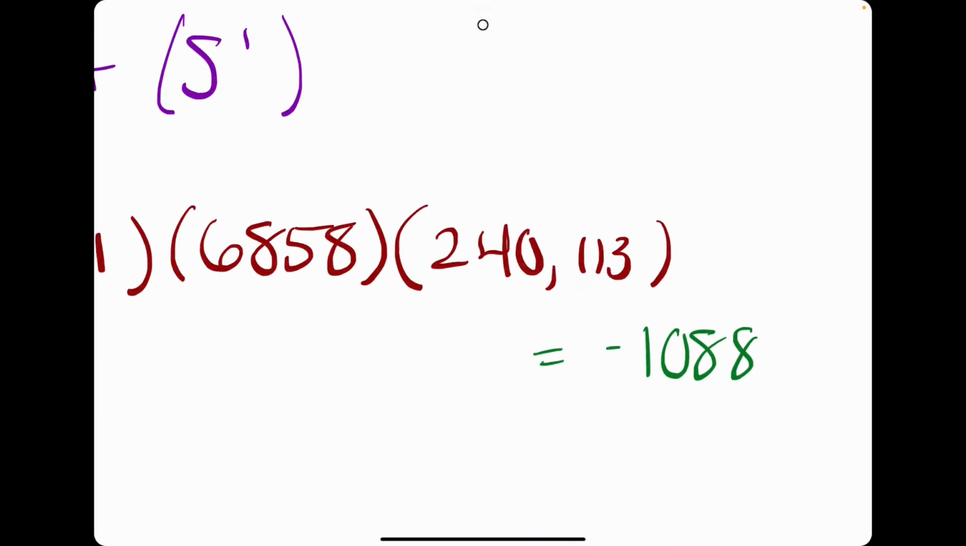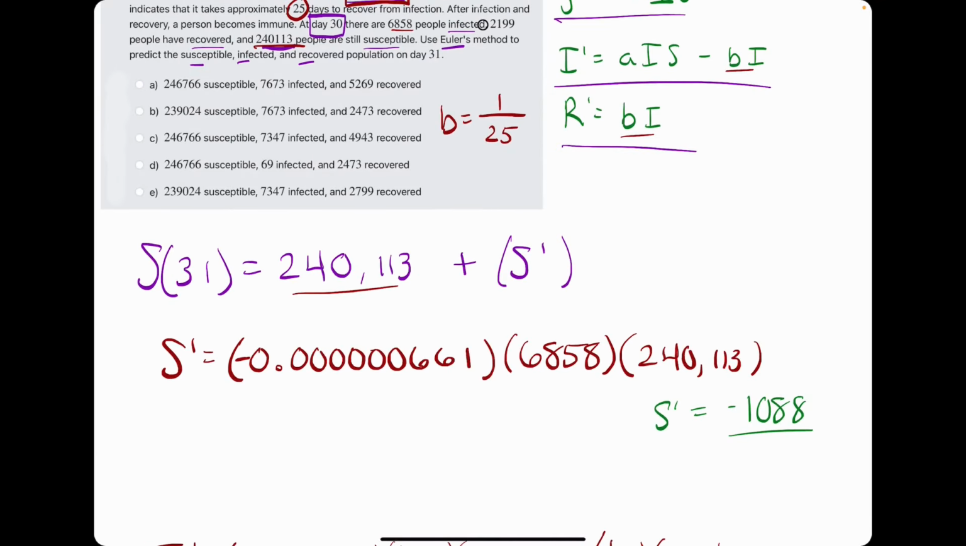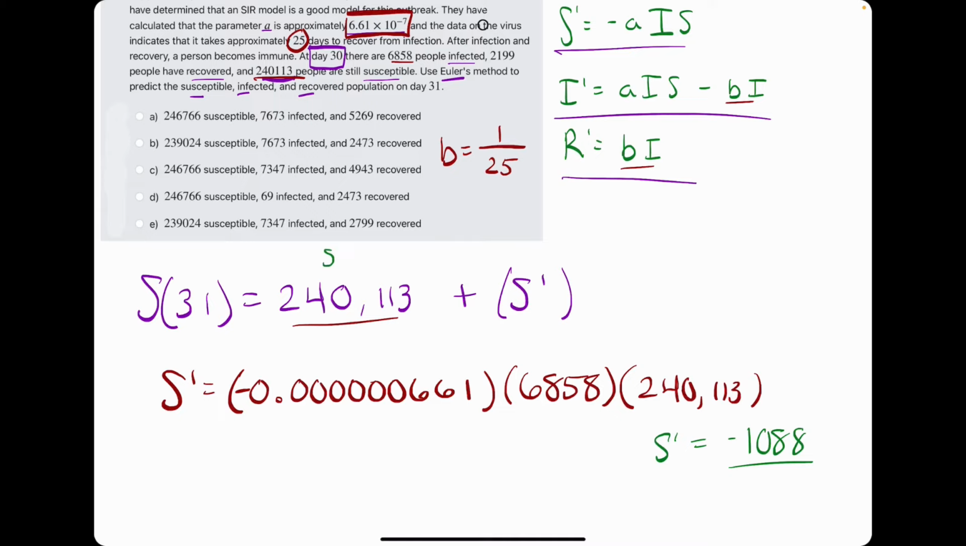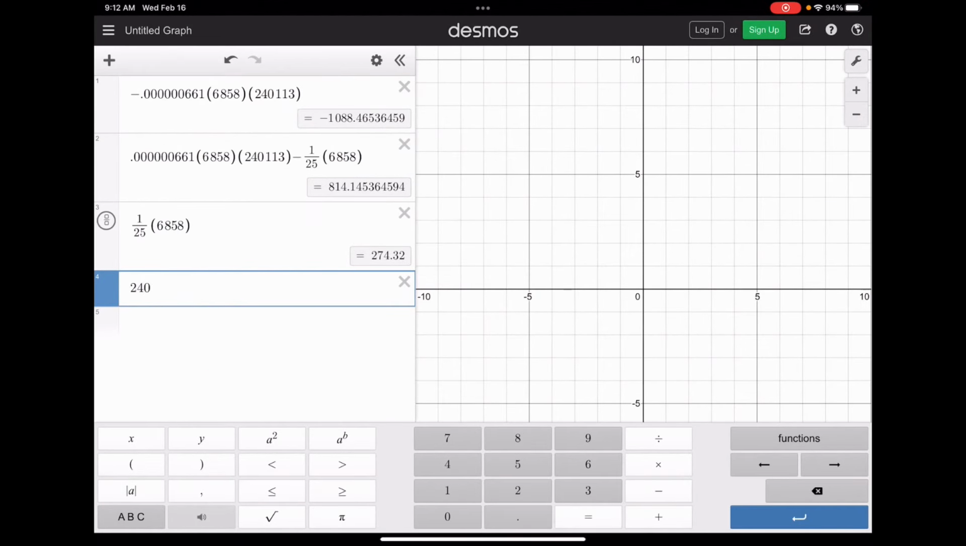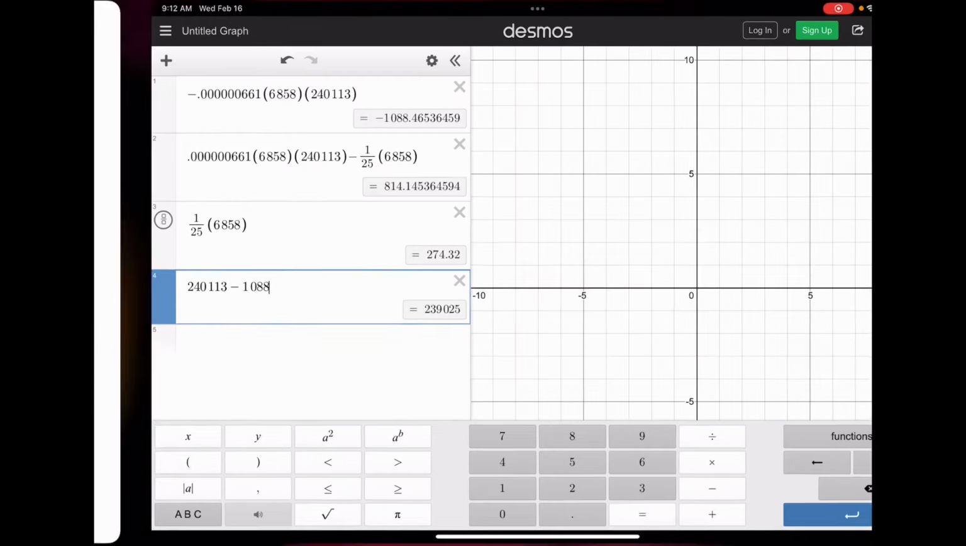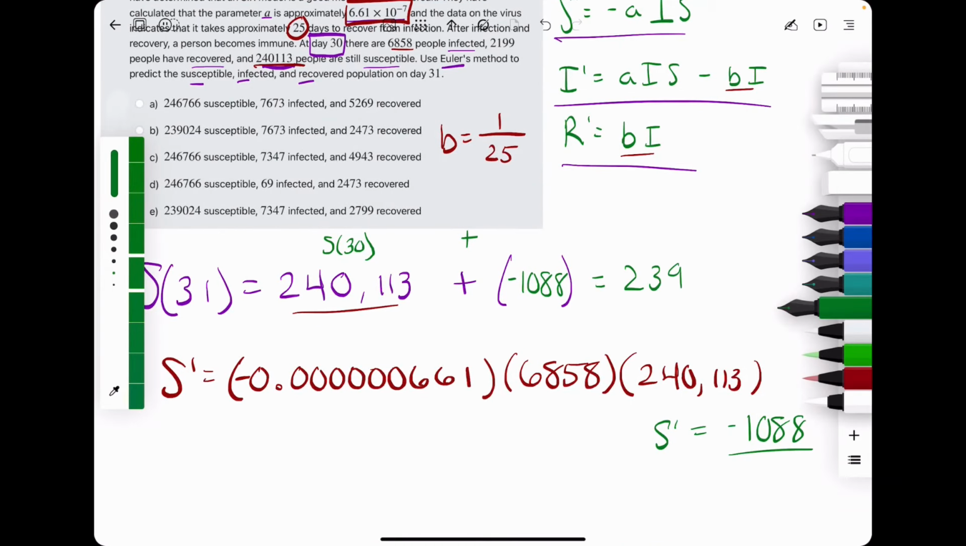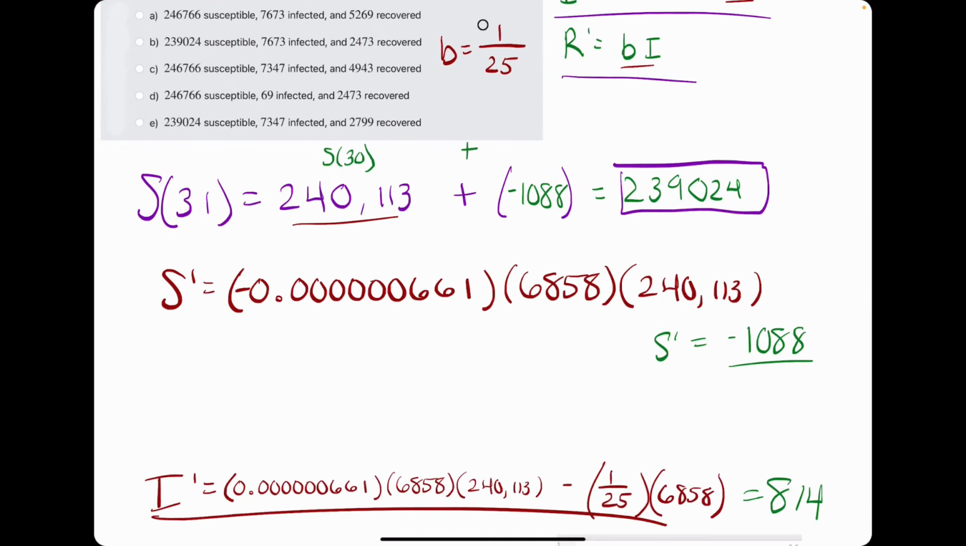Again, for each of these, say for S, to approximate the susceptible at day 31, we take the susceptible at day 30 plus the rate of change, in other words, negative 1088, because this rate of change is telling us how much the susceptible should change in one day. So for approximating the susceptible at day 31, we really just add these. We'll take 240,113 and subtract the 1088. So we get 239,025. They're calling it 024, so I think I got 025, but that's all right. It's close enough. So we pick the closest answer for the susceptible.